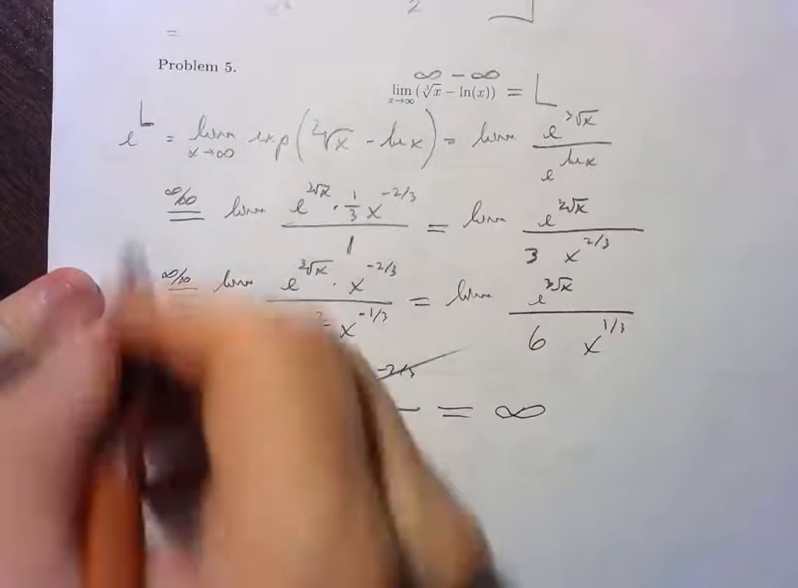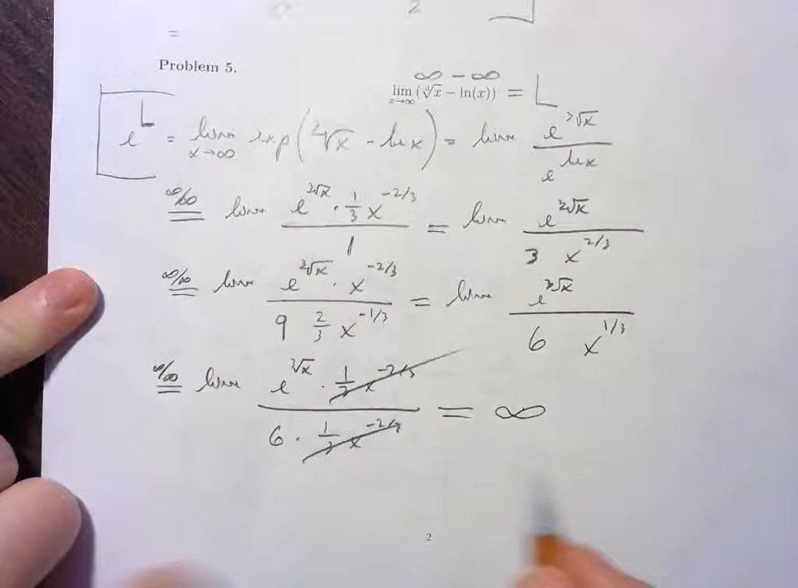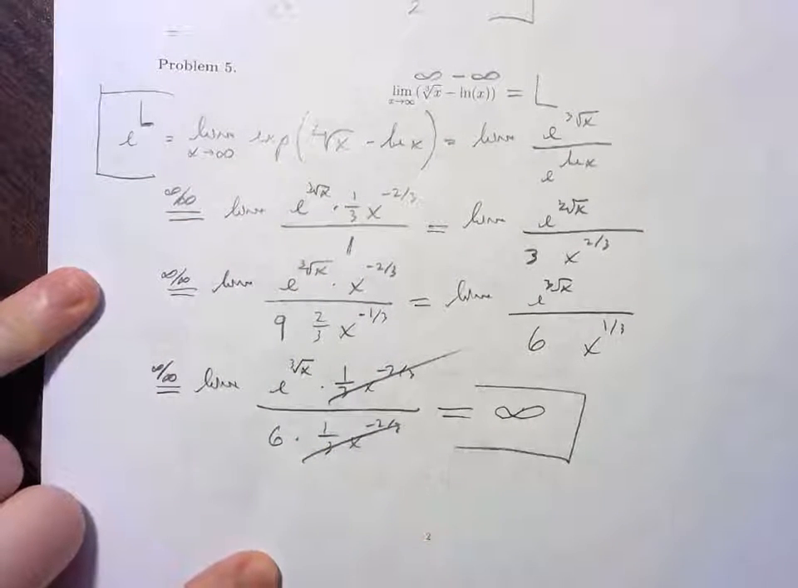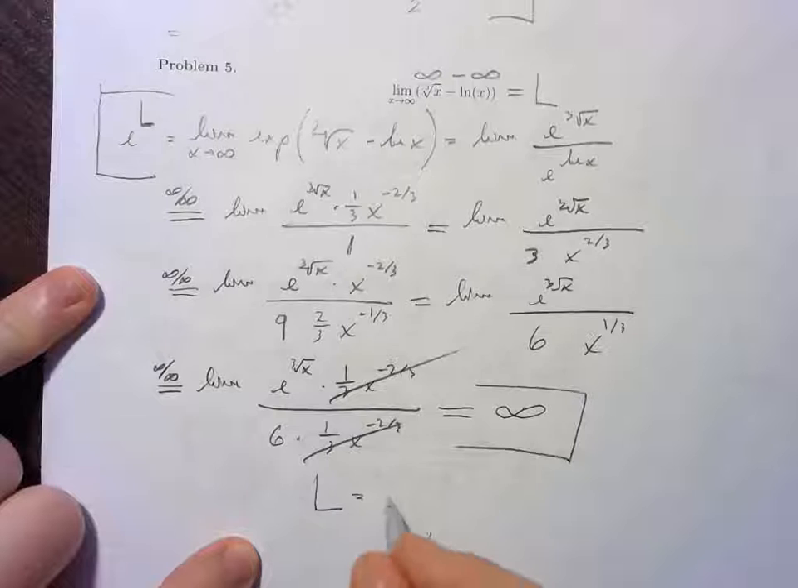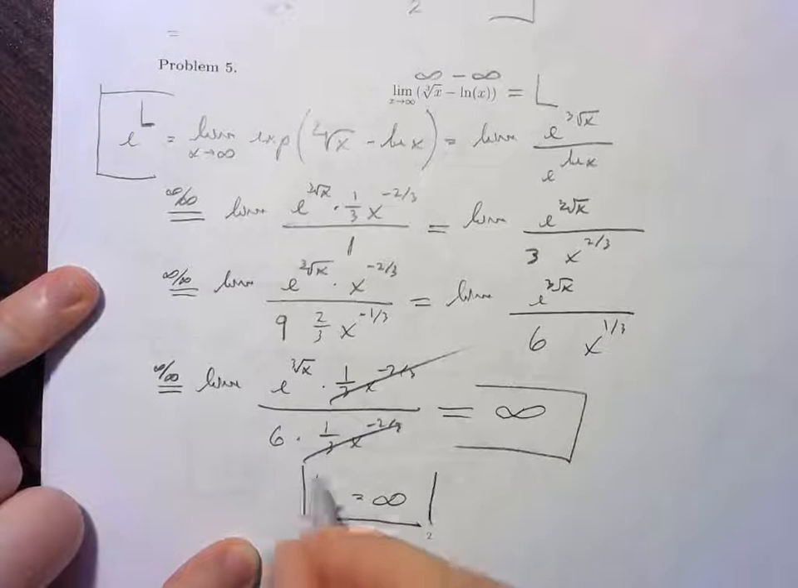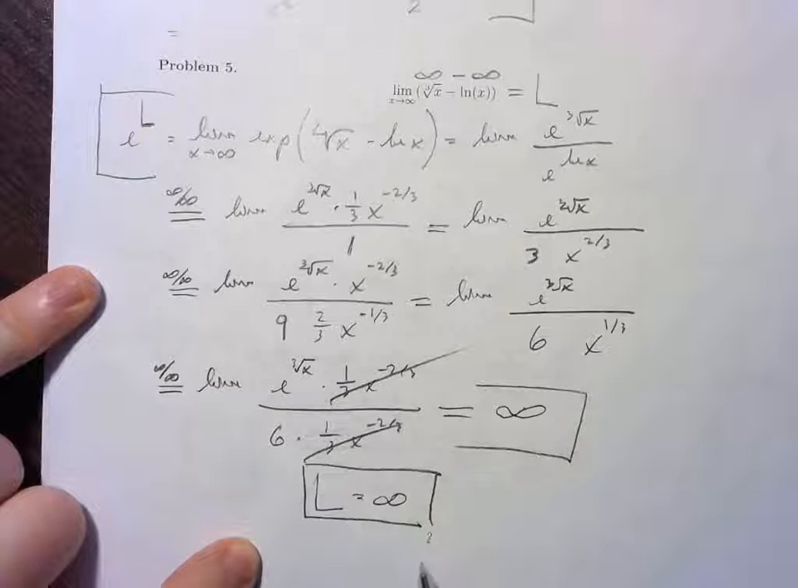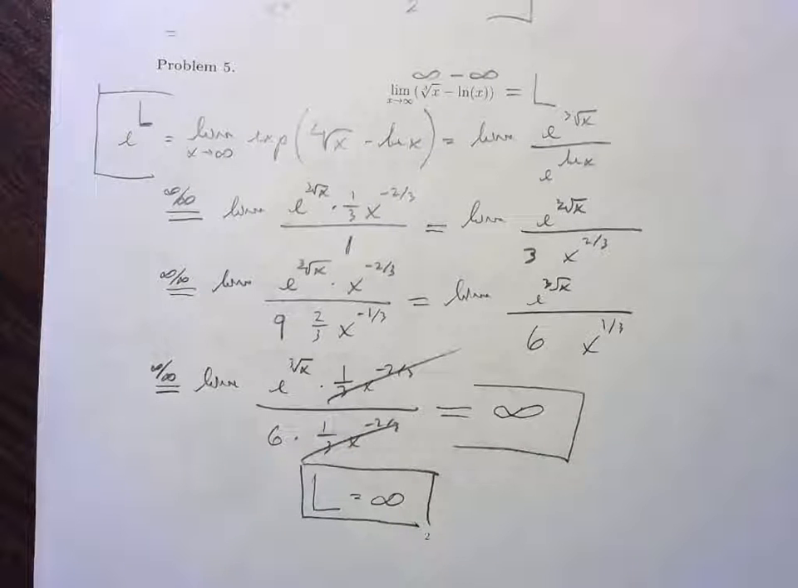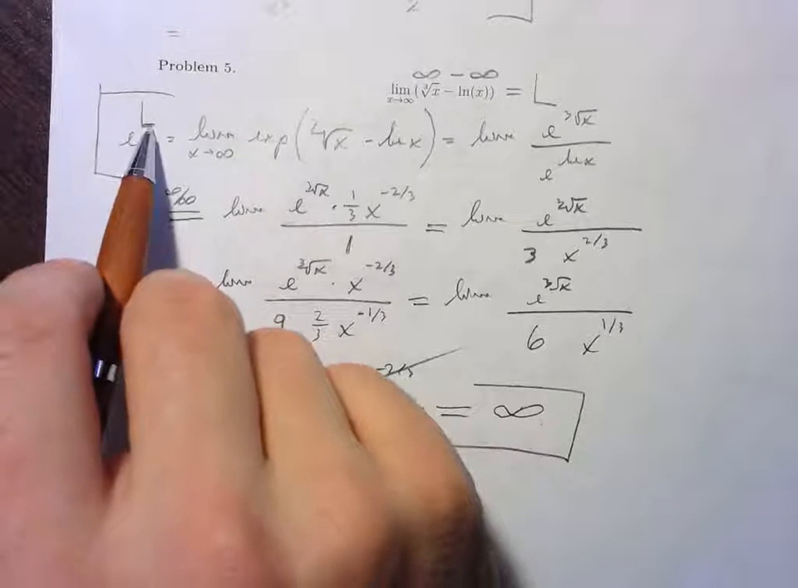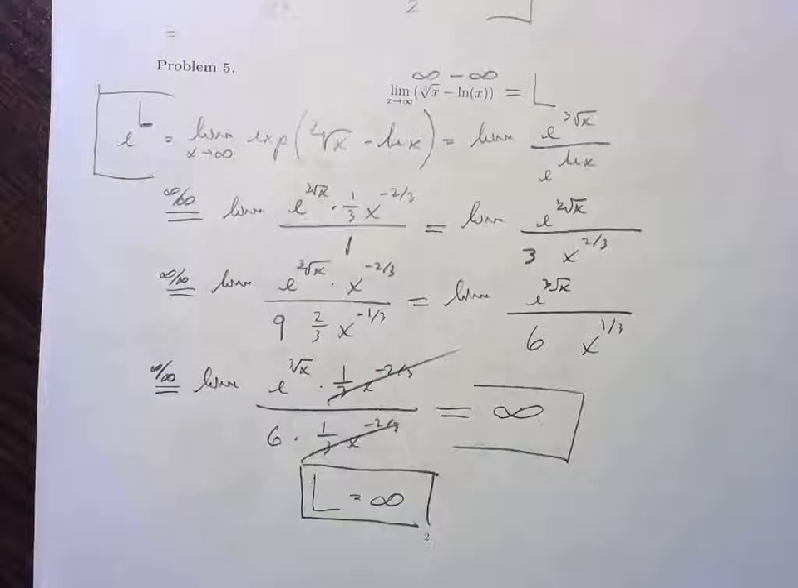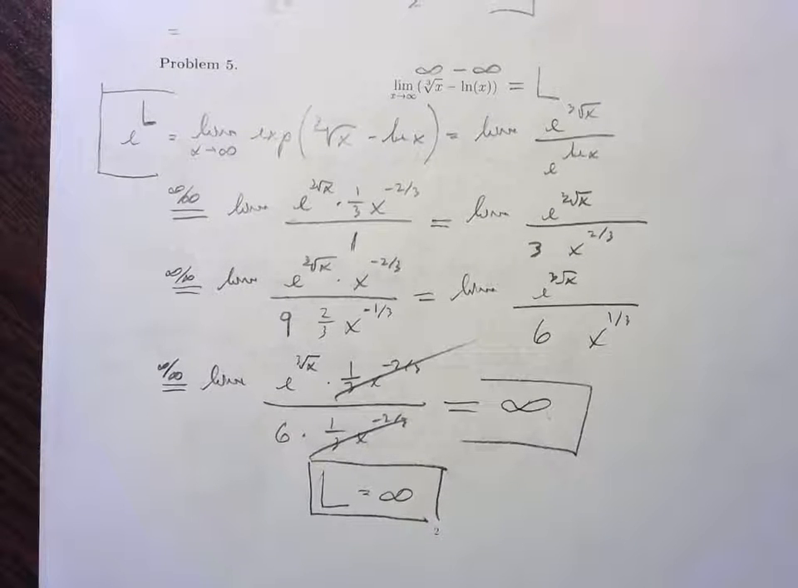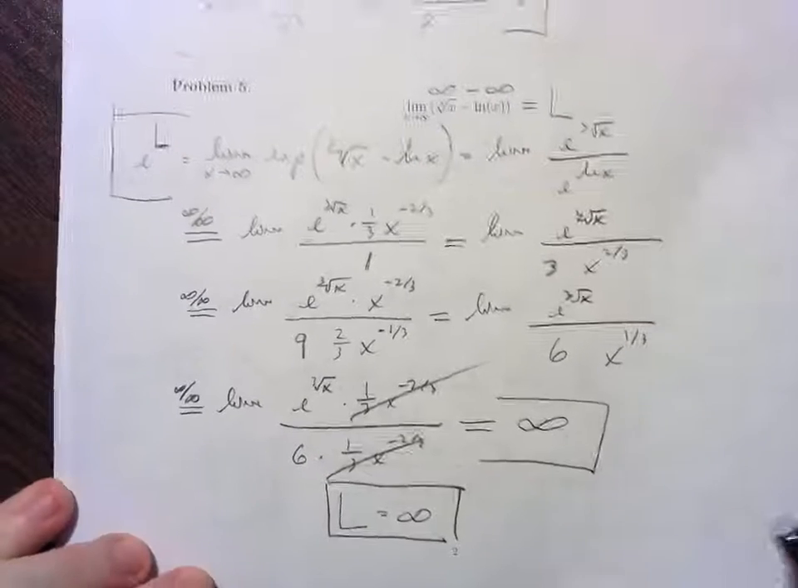So what did we find? We found that e to our limit is infinity, which means that the limit itself had to have been infinity to begin with, right? Because the only way I can get infinity here is if the exponent of e goes to infinity. So that was a little more complicated than the one we did in tutorial, right? There were many steps involved, but it still works.